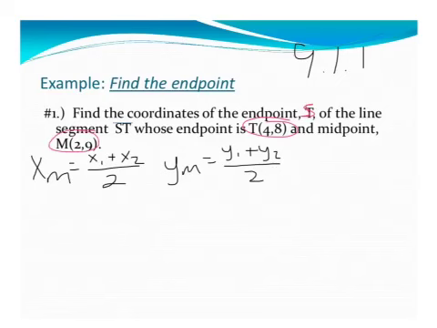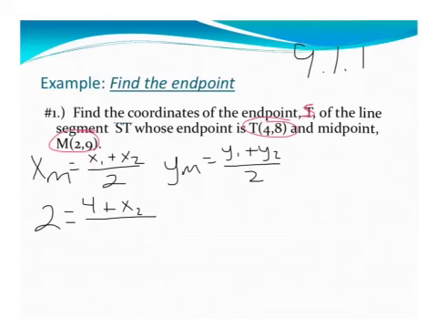Let's plug in what we know. Well, for my midpoint, the 2 is my x-coordinate, so that's going to go in for my x-coordinate of my midpoint. And for my endpoint, this is my x-coordinate of my endpoint, so I'm going to plug that in for x1. And then I don't know what x2 is. We'll divide that by 2.